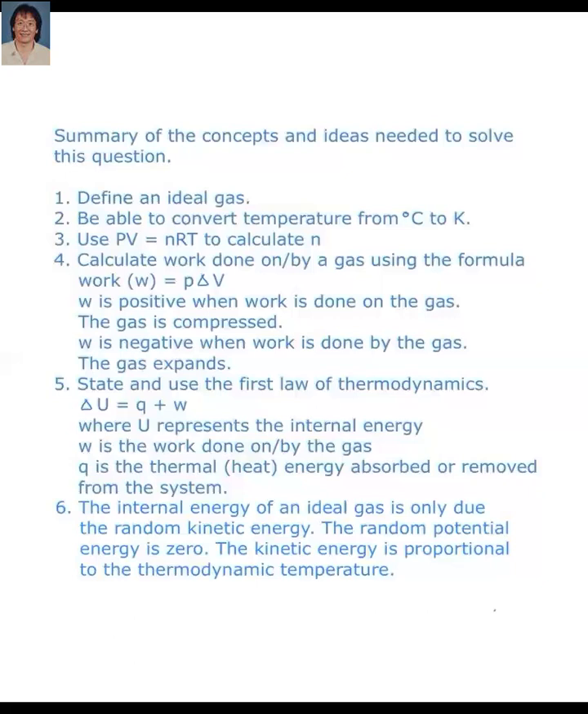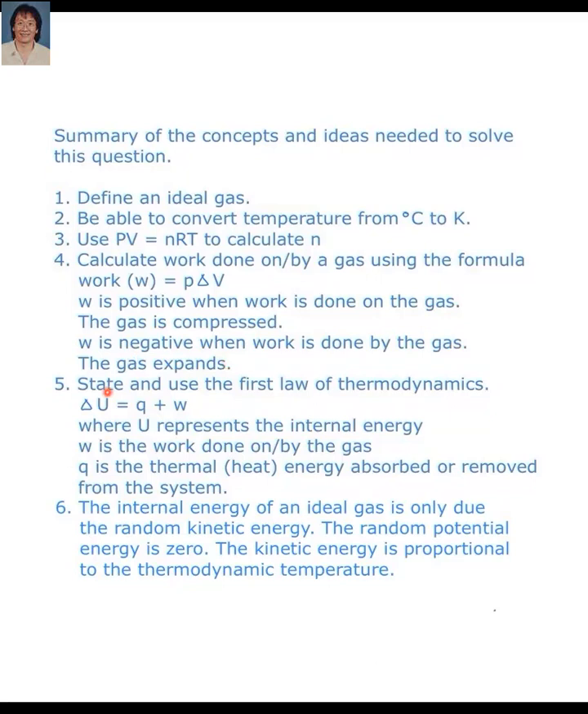This is a summary of the concepts and ideas needed to solve this question. First, we must define an ideal gas. Number 2, you must be able to convert temperature from degrees Celsius to Kelvin. Then number 3, you must use PV equals nRT to calculate your n. Then number 4 is to calculate the work done on or by a gas using the formula work done equals P times delta V. W is positive when work is done on the gas. This happens when the gas is compressed. W is negative when work is done by the gas. This happens when the gas expands.